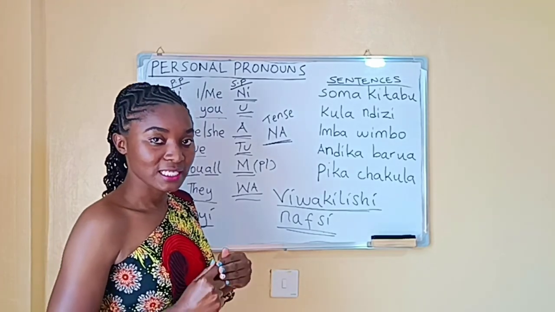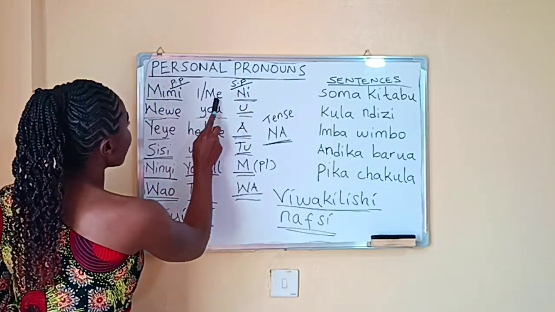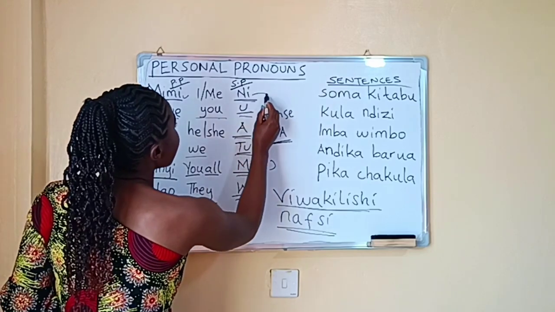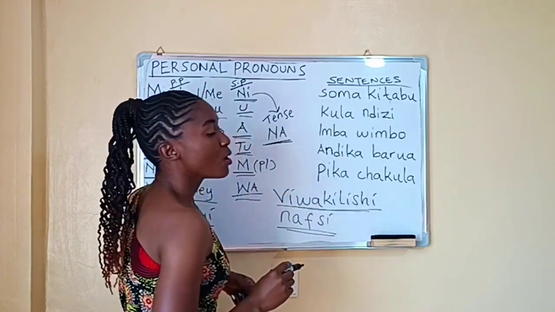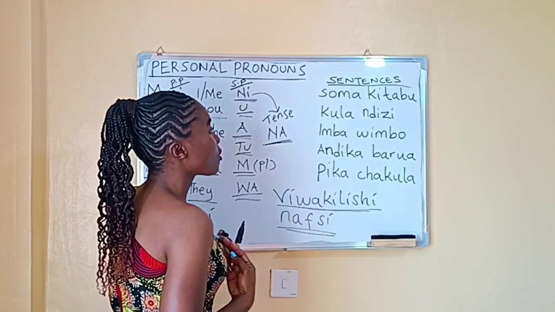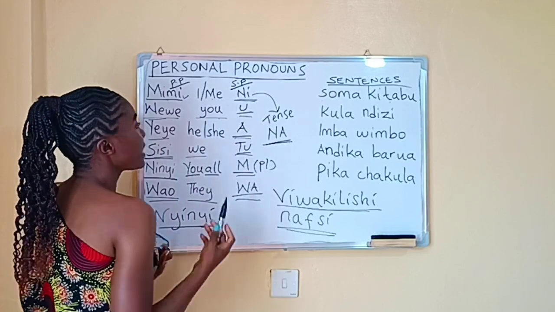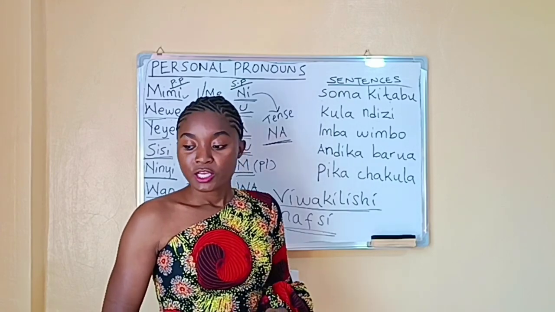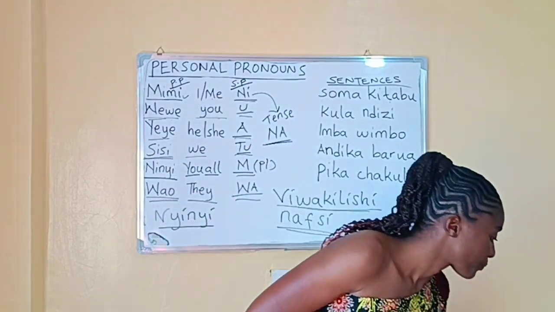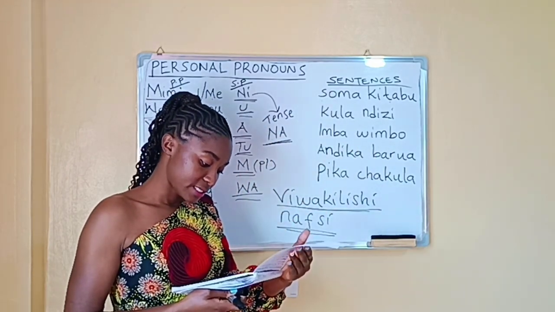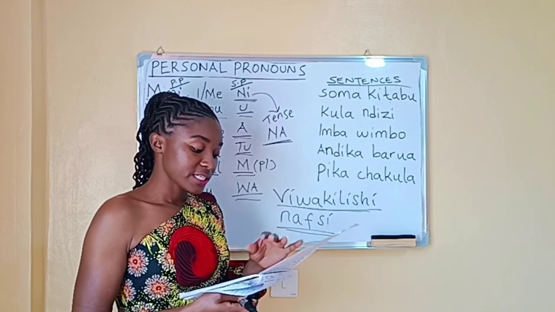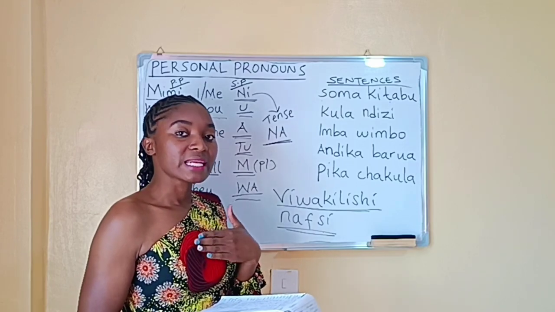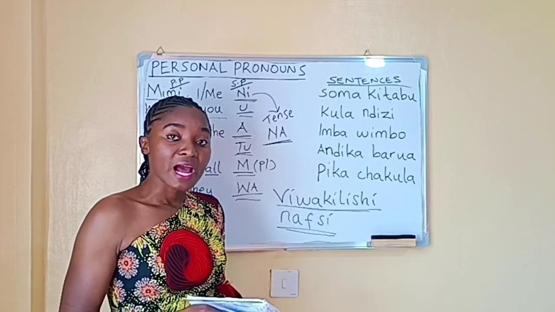So let's look at examples in a sentence. Starting with mimi, which is me, I can have this sentence. Mimi ninasoma kitabu, which means I am reading a book, right? For example, if I have a book here and I'm going through this book, I can tell my friend I am reading a book. And in Swahili, I'll say, mimi ninasoma kitabu.